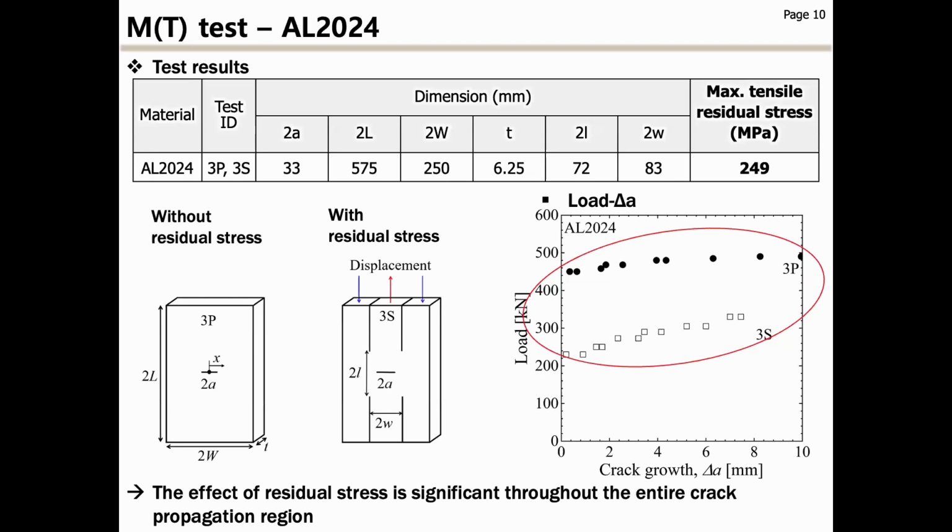AL2024 is quarter size of the AL5083. The specimen was divided into 3 parts, and opposite displacements were applied to the center and the outer tabs. And also maximum tensile residual stress and load according to crack growth were measured in the experiment. In the case of AL2024, the effect of residual stress is significant throughout the entire crack propagation region.